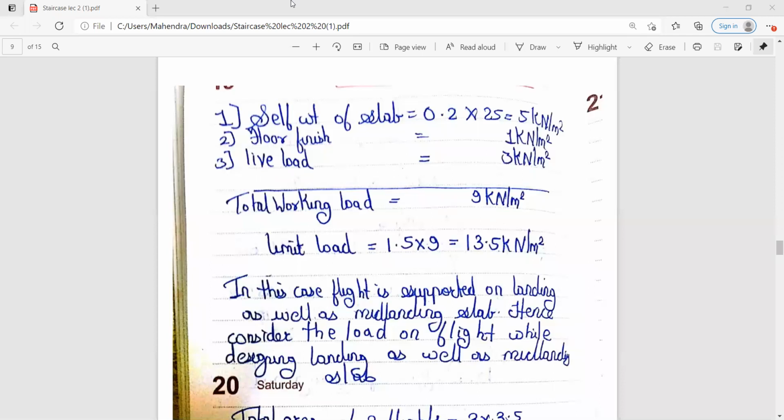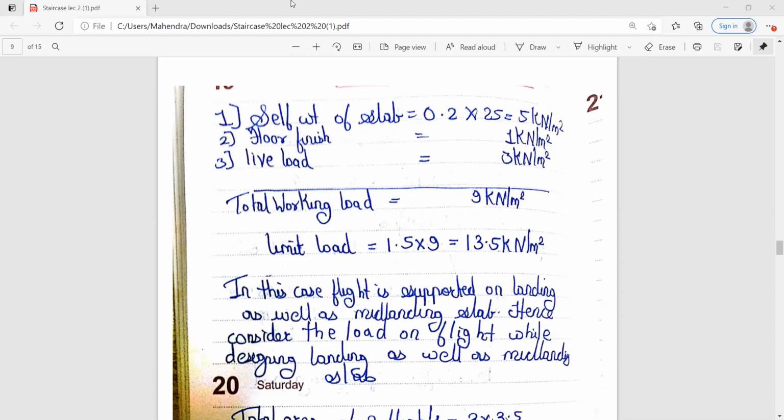So your total working load is 9 kilonewton per meter square. Then factor load comes up to be 1.5 into 9. You can say factor load or limit load, one and the same thing. So your factor load is 13.5 kilonewton per meter square.